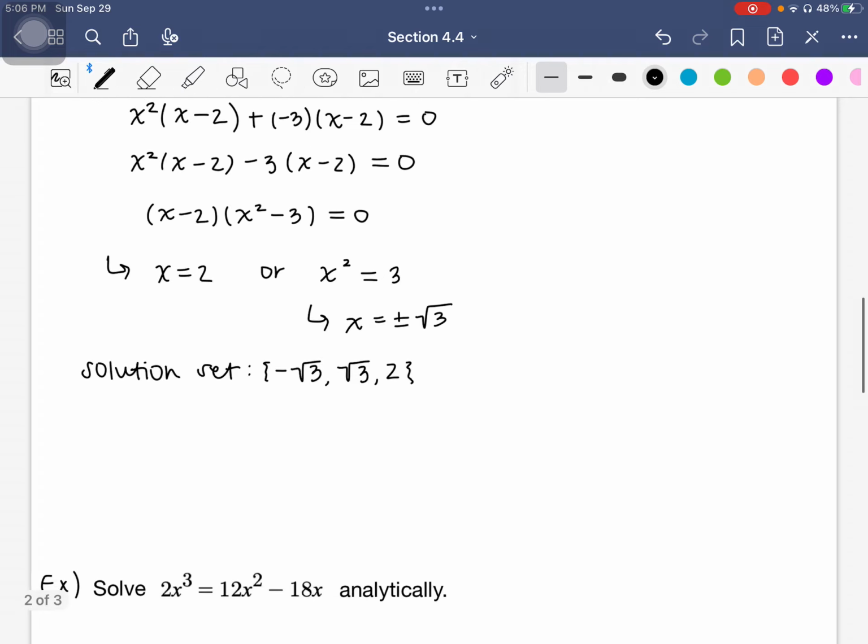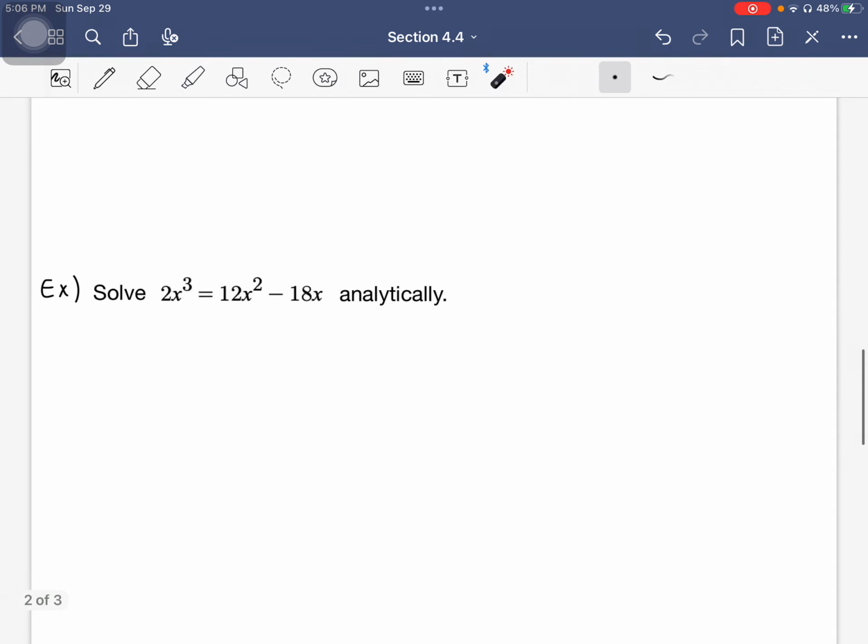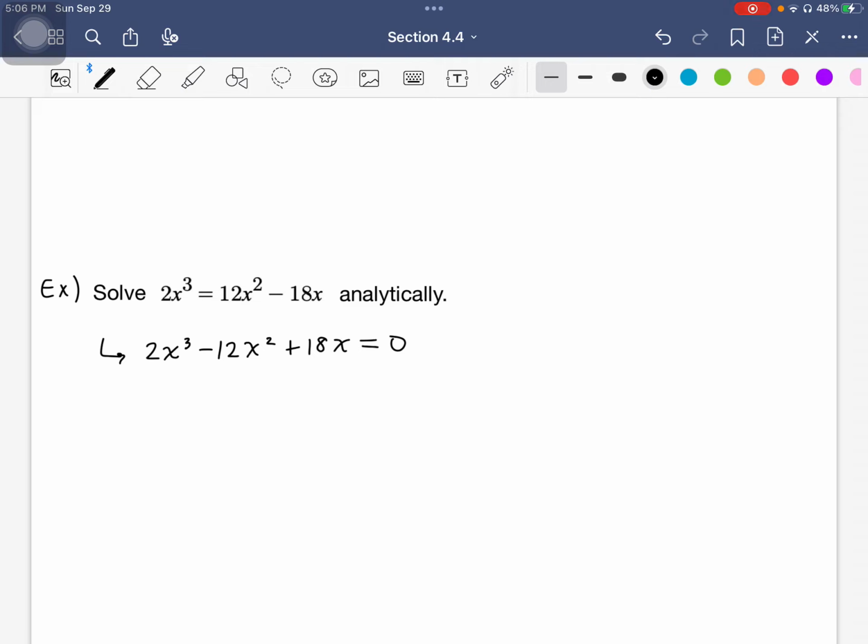Alright, let's look at another example here. We want to solve this analytically. The first thing that we're going to do is move all of our terms onto one side and set this equation equal to 0. If I add 18 to both sides and subtract 12x squared from both sides, we'll get 2x cubed minus 12x squared plus 18x is equal to 0. Now notice every single one of these terms has a factor of 2x, so we can pull that out. We'll be left with x squared minus 6x plus 9.